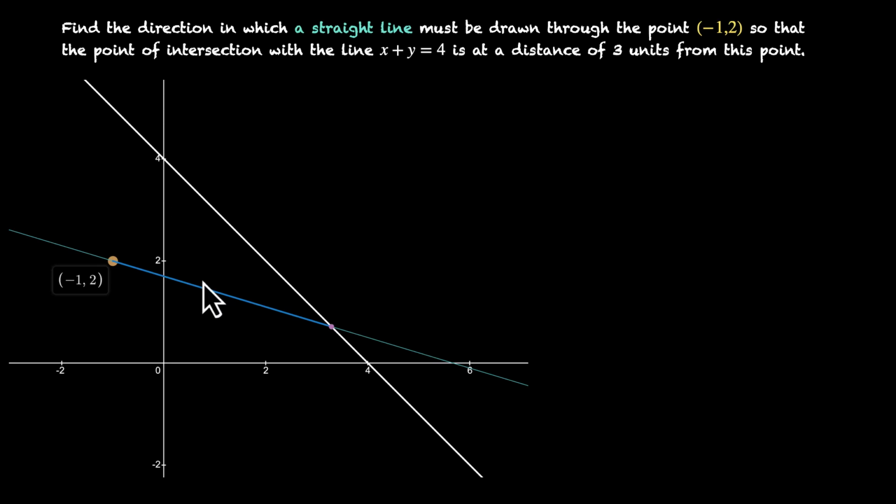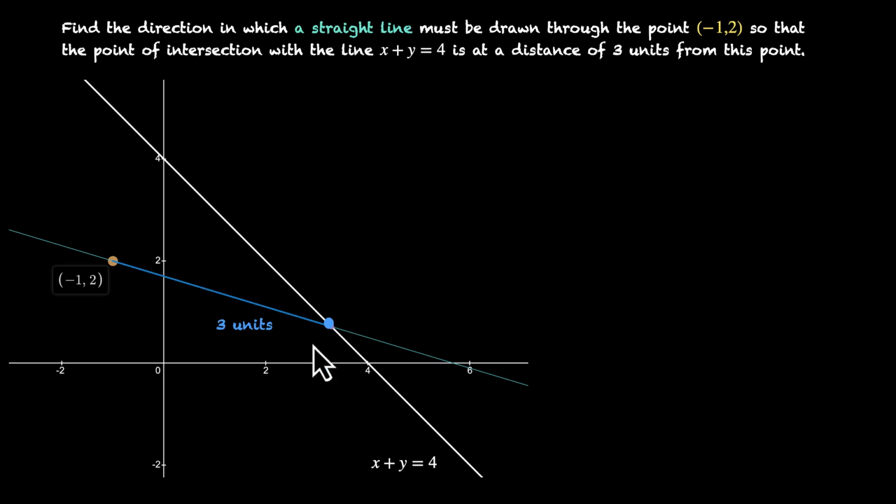So we need a point of intersection which is at a distance of 3 units from this point minus 1, 2. Which means this line x plus y equals 4, wherever it hits, this length is 3 units. So the distance between these 2 points is 3 units. This is the condition. So we need to figure out the direction of this line. How do we do this? Pause the video, think about it.